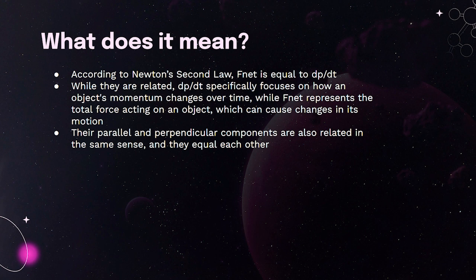So what does it mean? According to Newton's second law, F net is equal to dp over dt. While they are related, dp over dt specifically focuses on how an object's momentum changes over time, while F net represents the total force acting on an object, which can cause changes in its motion. Their parallel and perpendicular components are also related in the same sense, and they equal each other.